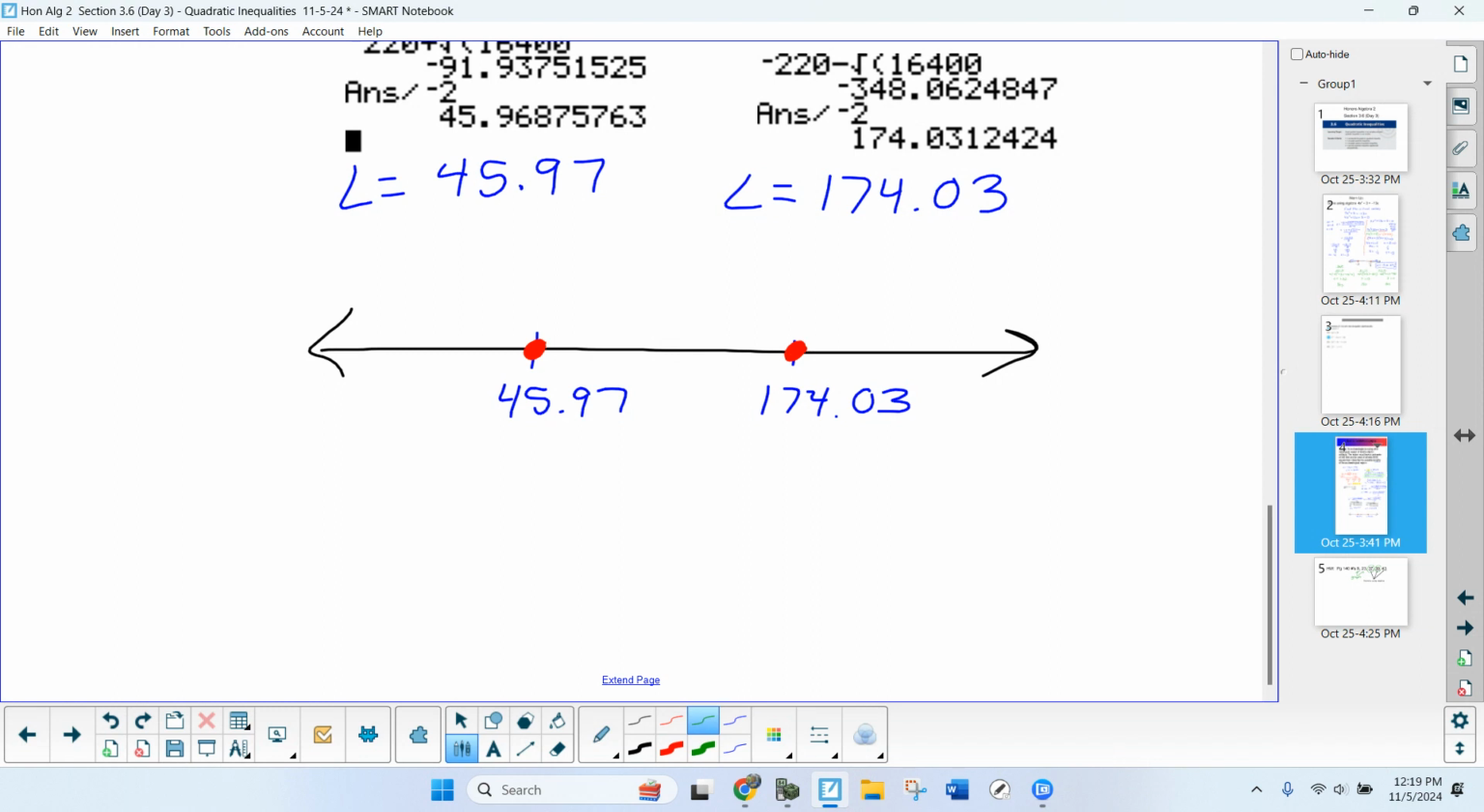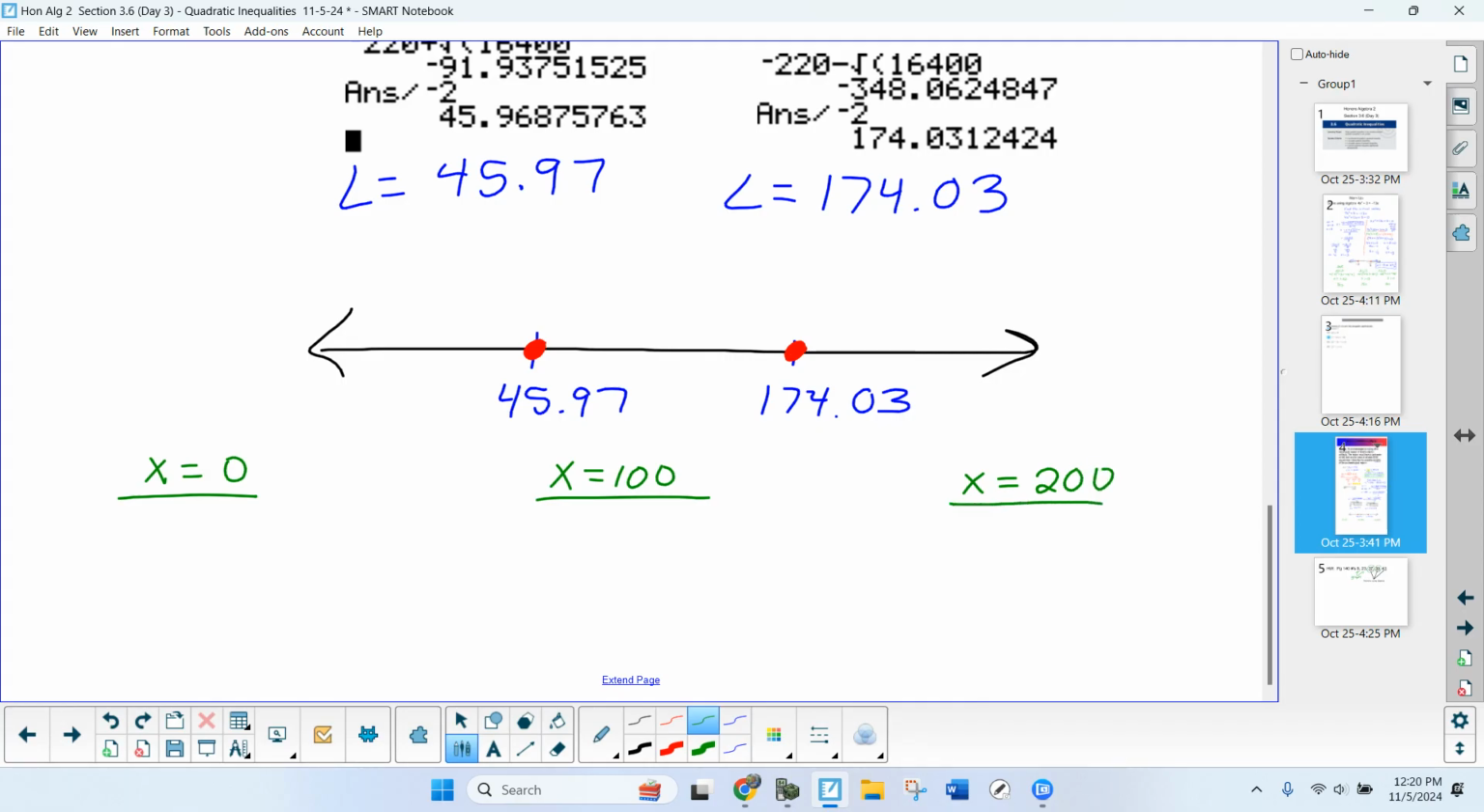Now, let's decide this as a class so we all use the same numbers because we could choose a lot of numbers. Let's pick pretty numbers. What's a good number to the left? 0. What's a good number between 45 and 174? 100. And how about bigger than 174? 200. I would do 200.